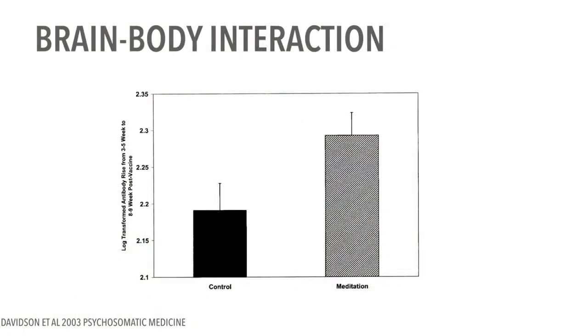And they wanted to see at the end of the 8 weeks, if we give you a flu shot as compared to a control group who also gets the flu shot at the end of some control training or wait list, which flu shot gets a better impact, so to speak. So they measured antibody titers to influenza vaccine, and they found people who meditated just 8 weeks had significantly more antibody rise from 3 to 5 weeks to 8 to 9 weeks post-vaccine. The vaccine was given about 3 to 5 weeks after the intervention.